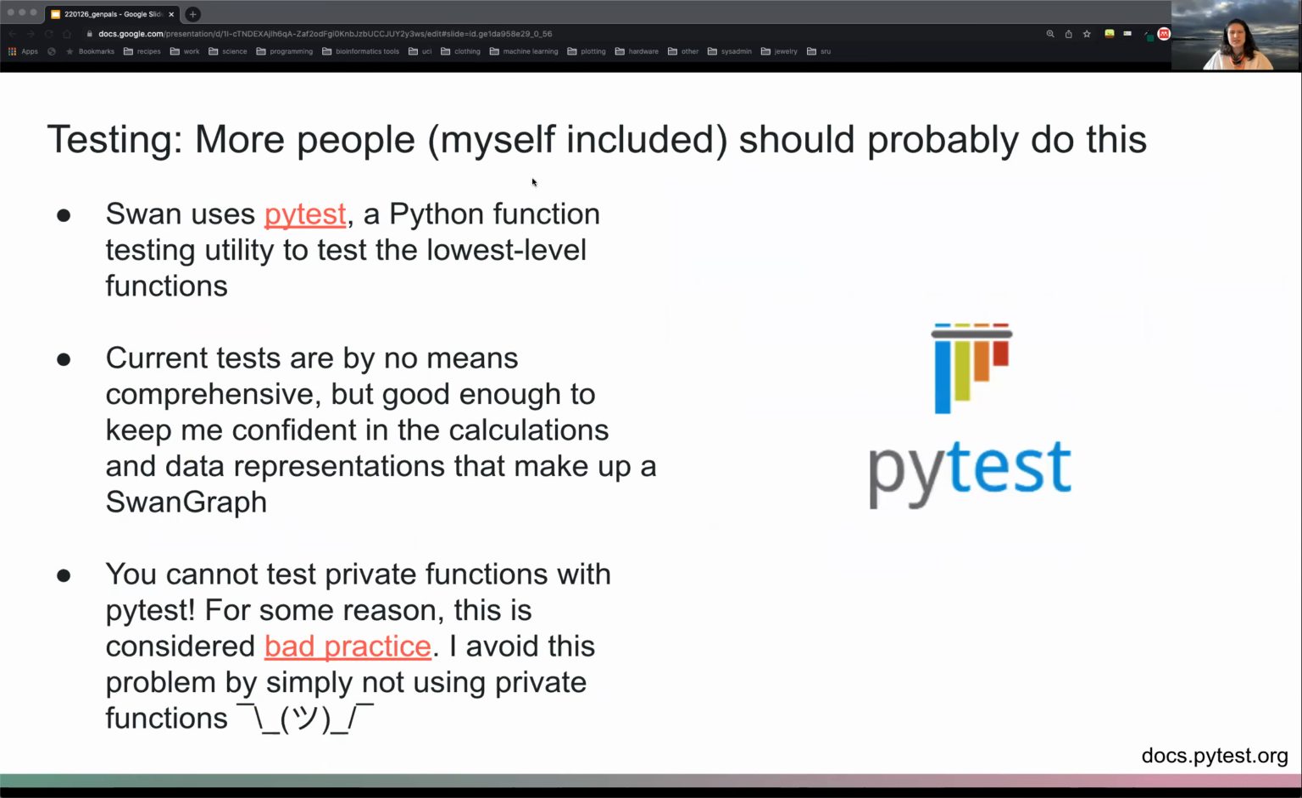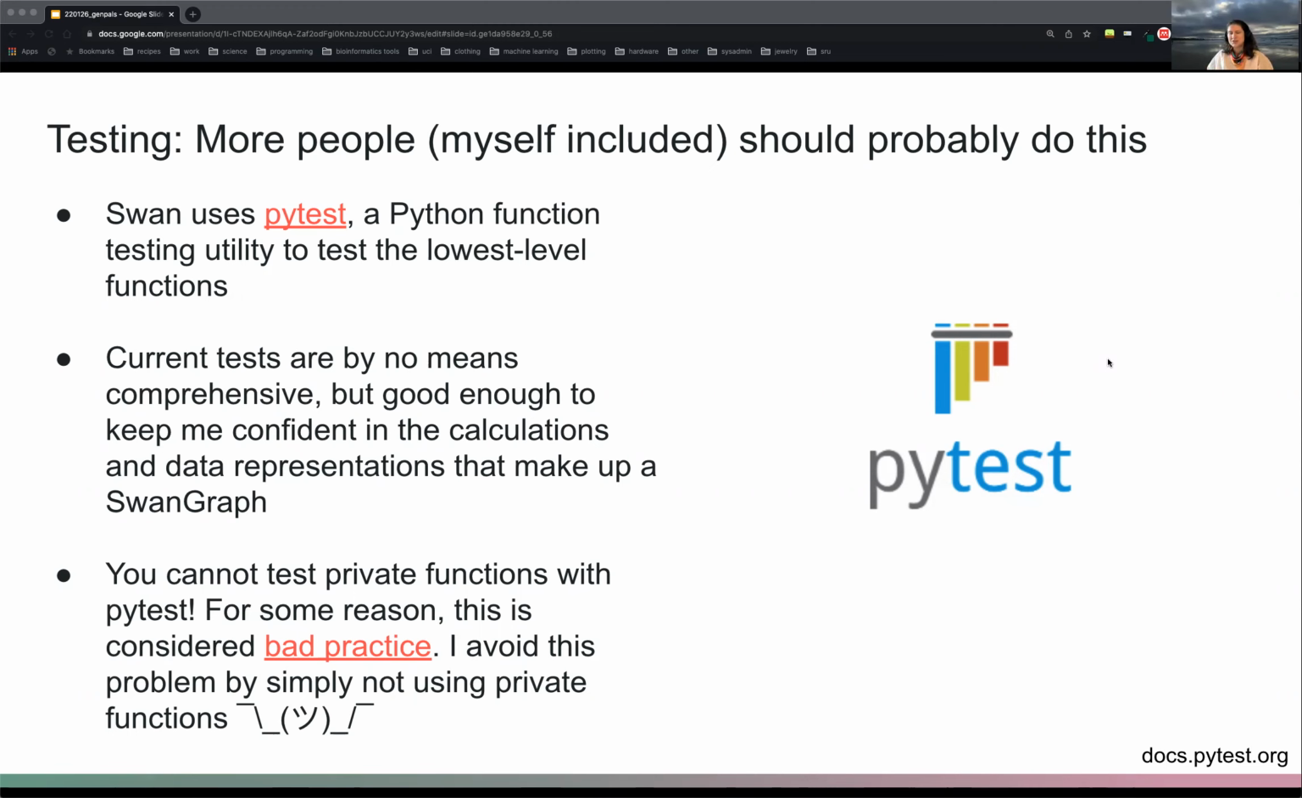Okay, in terms of testing, more people should probably test, including myself. PyTest is a testing suite that allows you to test how your functions are generating output and whether or not that's the correct output. My current tests are not really comprehensive, but I've tested the lowest level code to make sure that I can be confident in how Swan is calculating numbers, how it's doing its statistical tests, and how it's constructing the underlying data structures. But it's, again, by no means comprehensive.